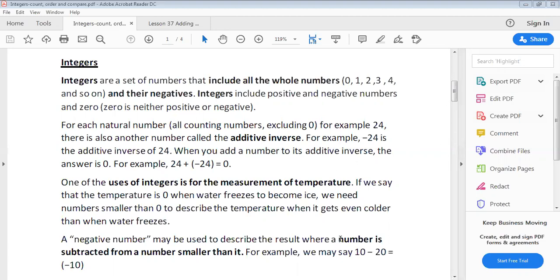A negative number can be used to describe the result where a number is subtracted from a number smaller than it. So for example, if we say 10 and subtract 20 from it, we get negative 10.